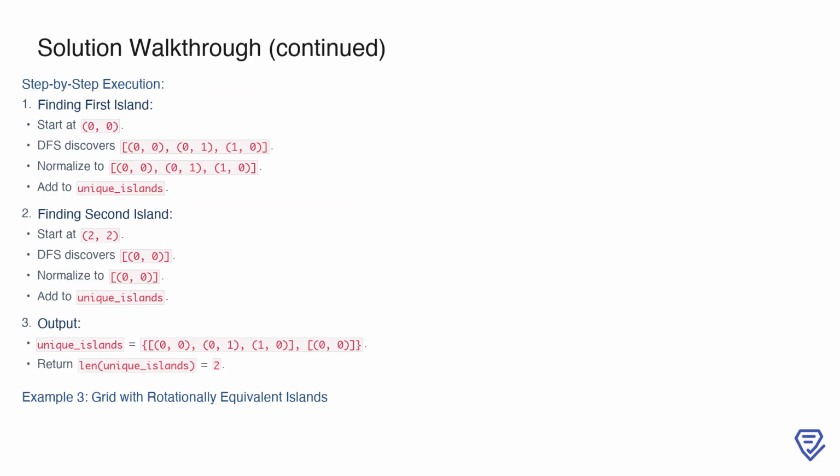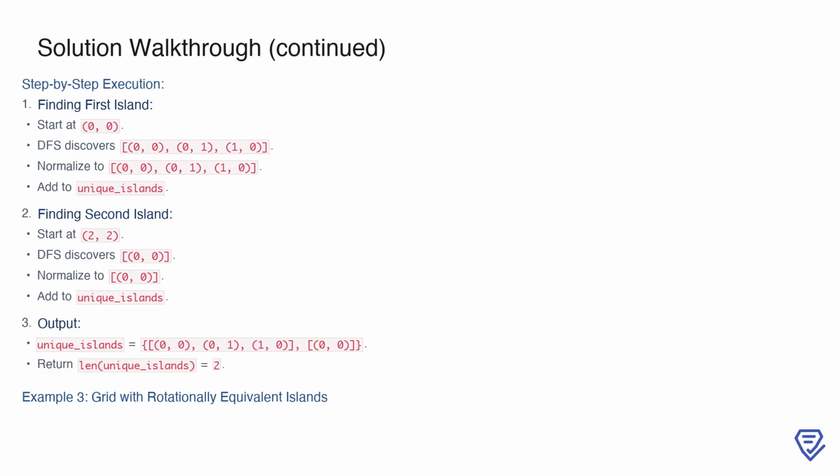After processing the first island, we move on to the second island located at 2, 2. Starting the DFS from this cell, we find that the island consists of only one cell, represented as 0, 0. Normalizing this shape doesn't change it since it's already anchored at the origin. We add this second shape to the unique_island set. At this point, the set contains two distinct shapes, 0, 0, 0, 1, 1, 0, and 0, 0. As a result, the size of the unique_island set is 2, and we return this value.